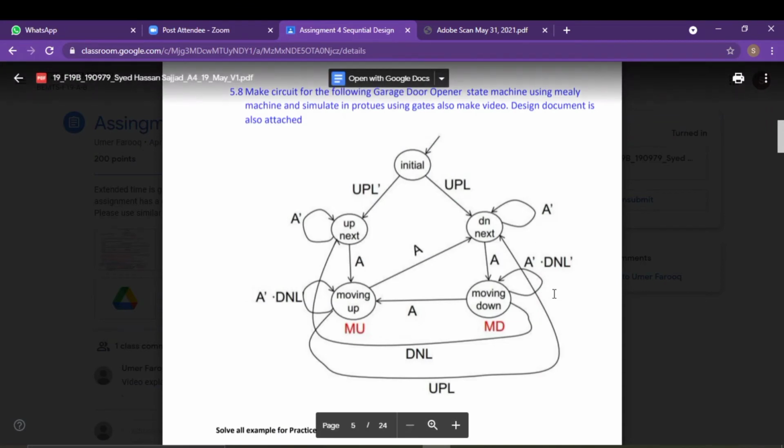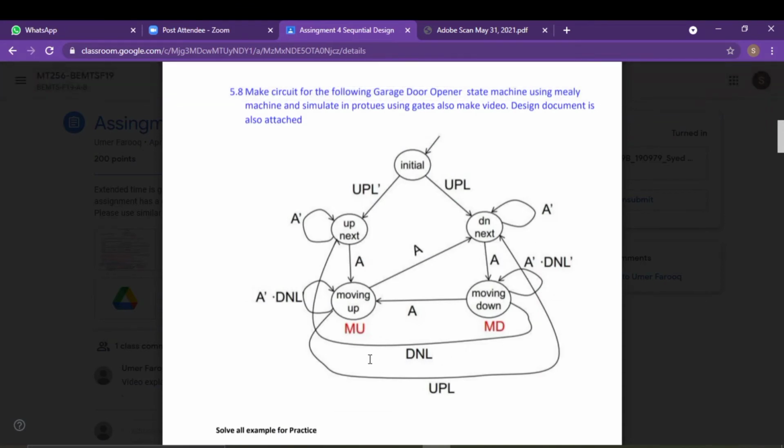So after that, here you can see that if I press the down limit button, after moving down, it will go towards the up next state, which means that if the garage door has touched the ground, and then you press DNL down limit, it will again move towards the up state, and then pressing A, it will move up. And then you will see that again pressing A, it will again go towards the down next state, and then moving down state. And then again pressing A, it will again move towards down, and then move up, and this cycle will be like this.